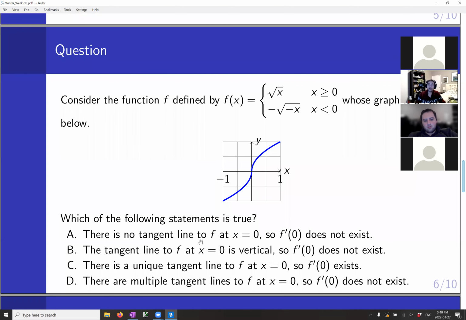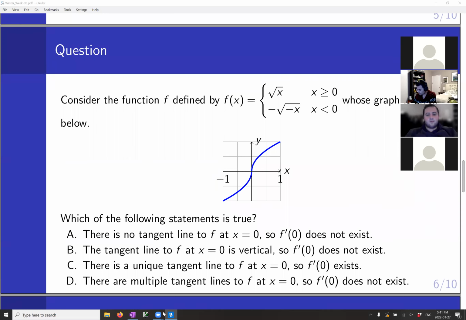Okay, 30 seconds. All right, so this one definitely caught a couple of people. We're split between B and C. B and C are actually pretty close, so we're leaning a little bit more in the B direction. B is correct. B is absolutely the correct answer. F prime of 0 does not exist here.